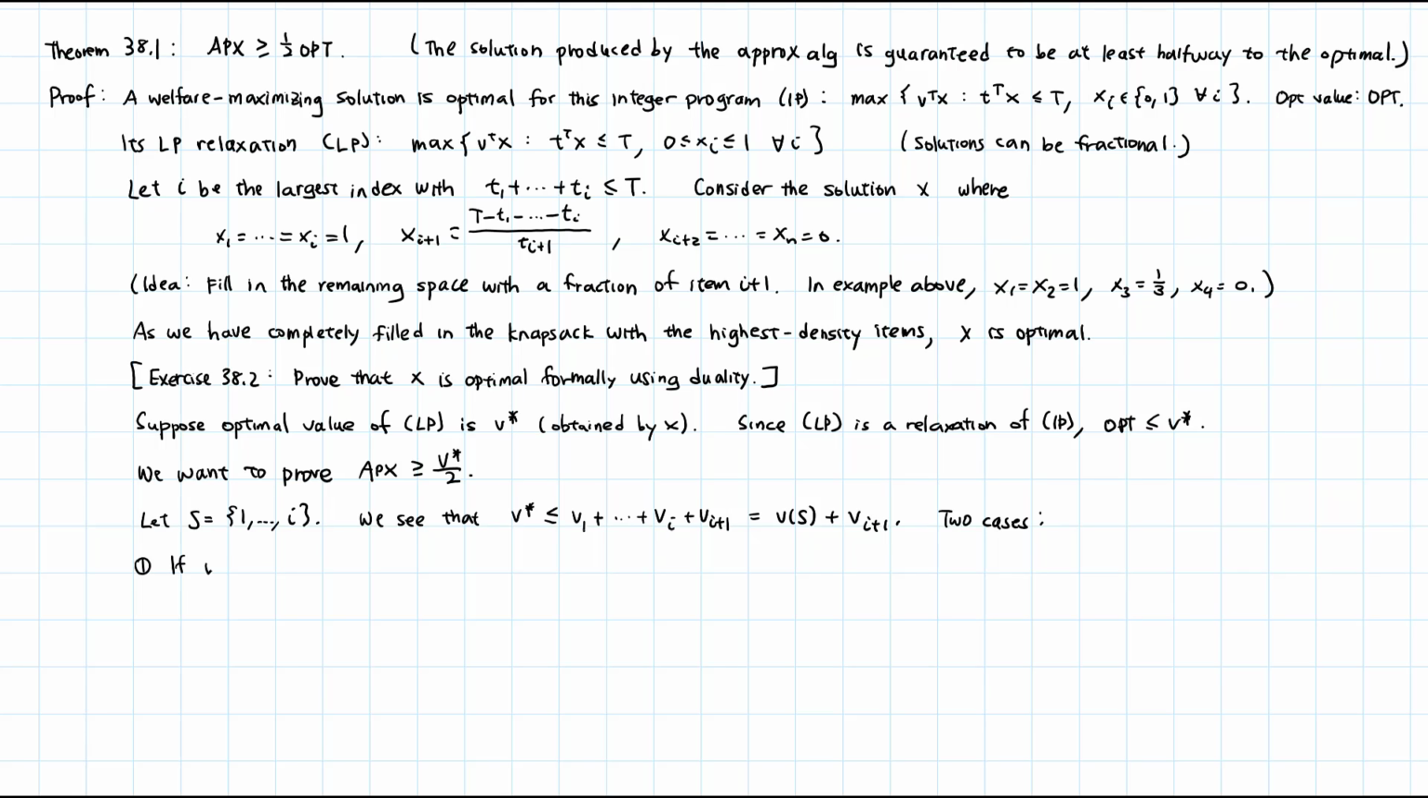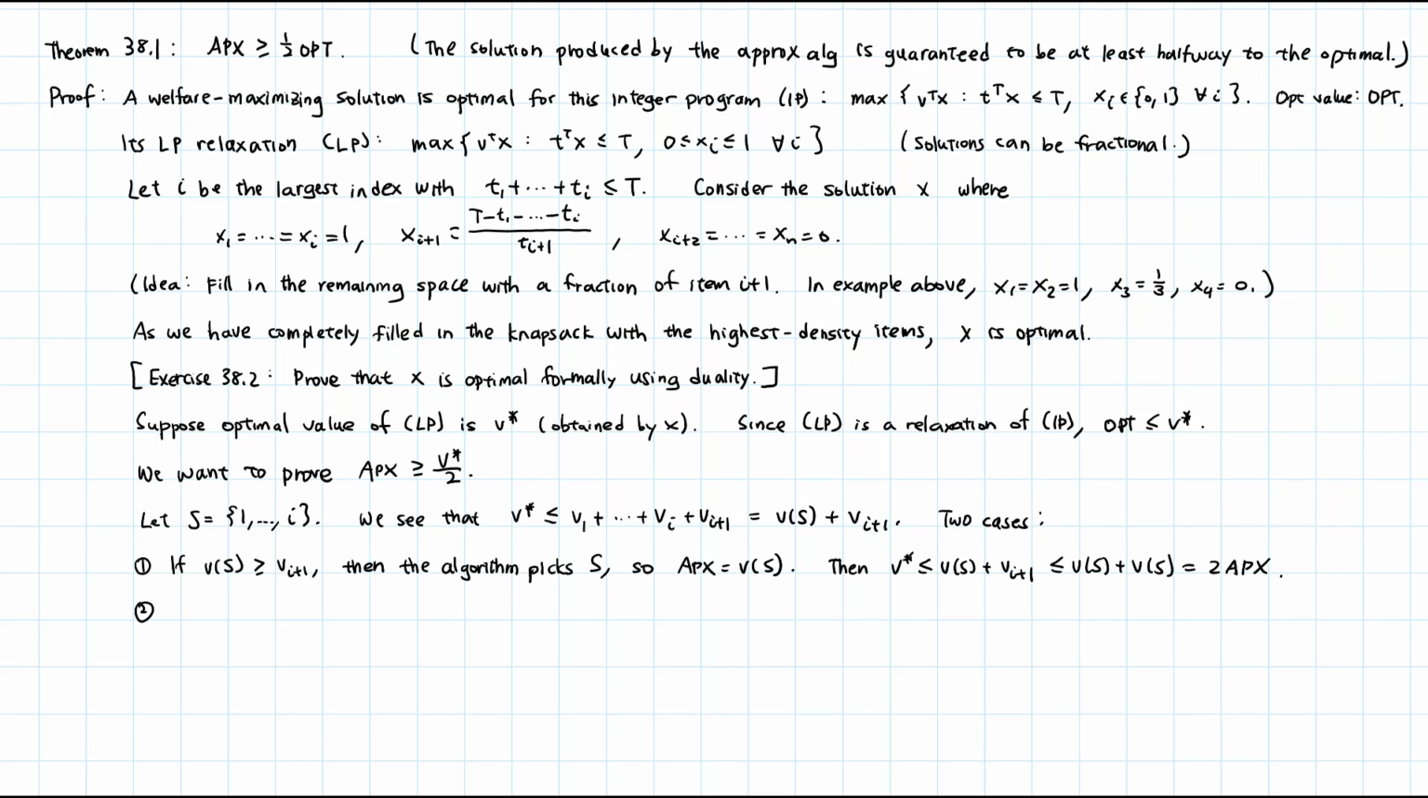If V of S is at least v_{i+1}, then the algorithm picks S. So APX is equal to V of S, the solution of the approximation algorithm. So V star is at most V of S plus v_{i+1}, which is at most V of S plus V of S, which is 2 APX.